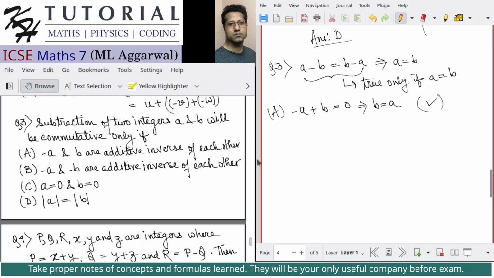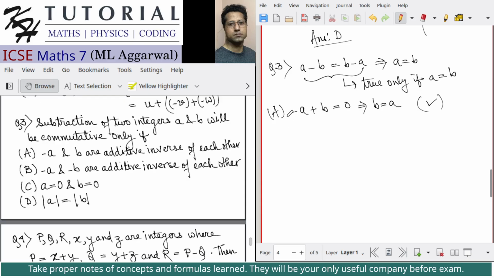Now definitely B will be incorrect. Now what is C? A is equal to 0 and B equals to 0. No, it is not necessary that A and B have to be equal to 0. A and B can be any integer, but A should be equal to B. So C is not correct. And D says mod A, the absolute value of A, must be equal to the absolute value of B.